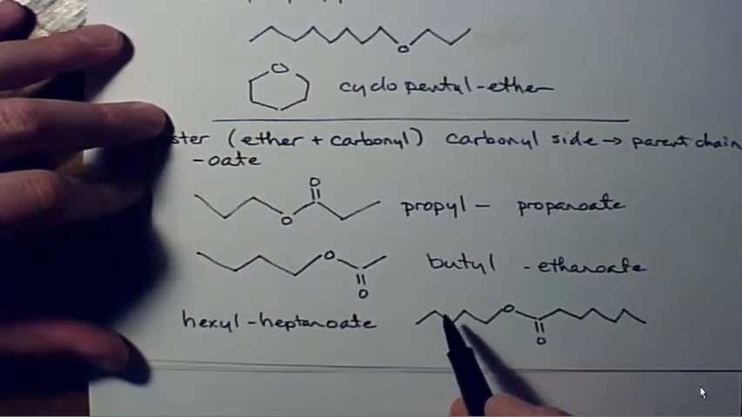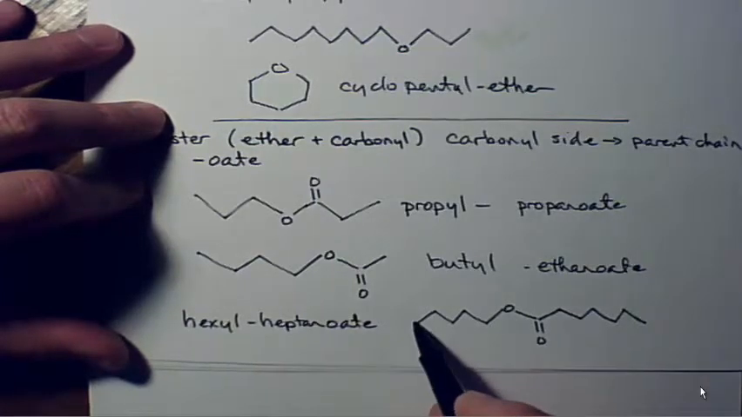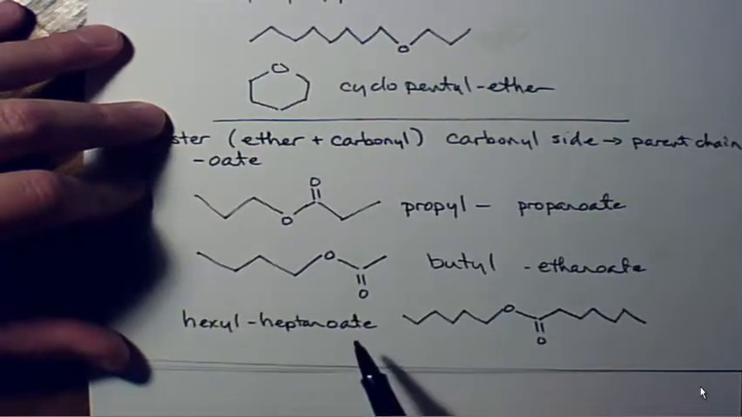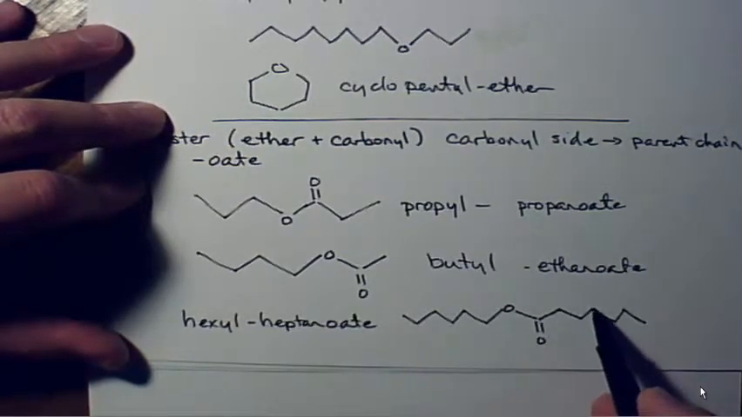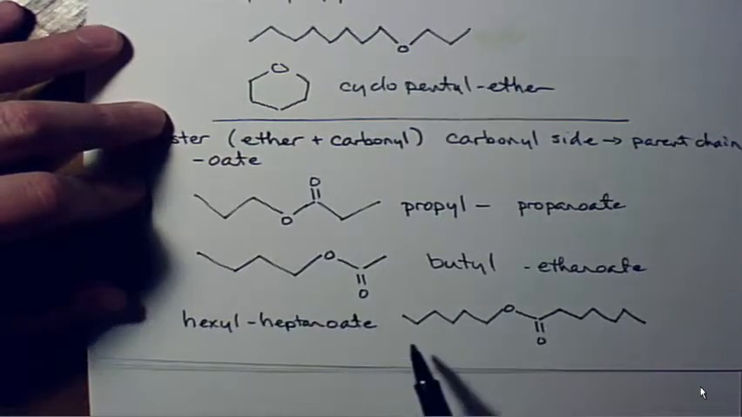Oh, I left off a carbon. 1, 2, 3, 4, 5, 6. There's hexyl. Then heptanoate, that's 7 long. So starting with the carbon at the carbonyl, 1, 2, 3, 4, 5, 6, 7. Hexyl heptanoate.